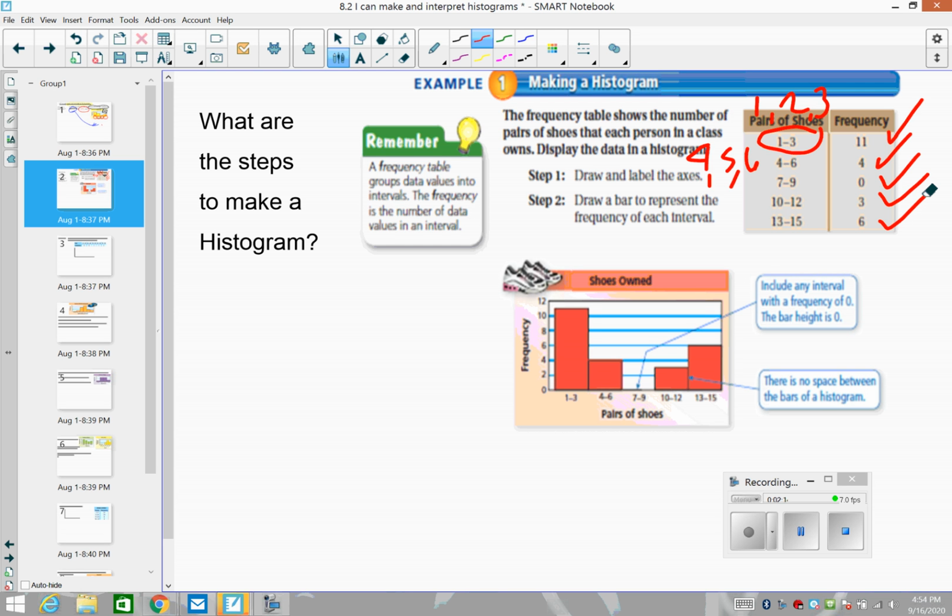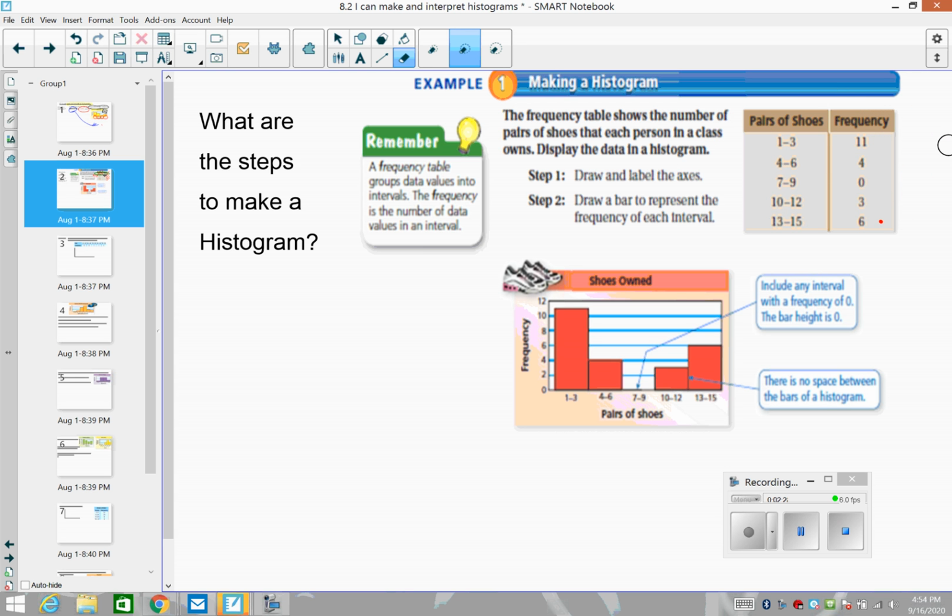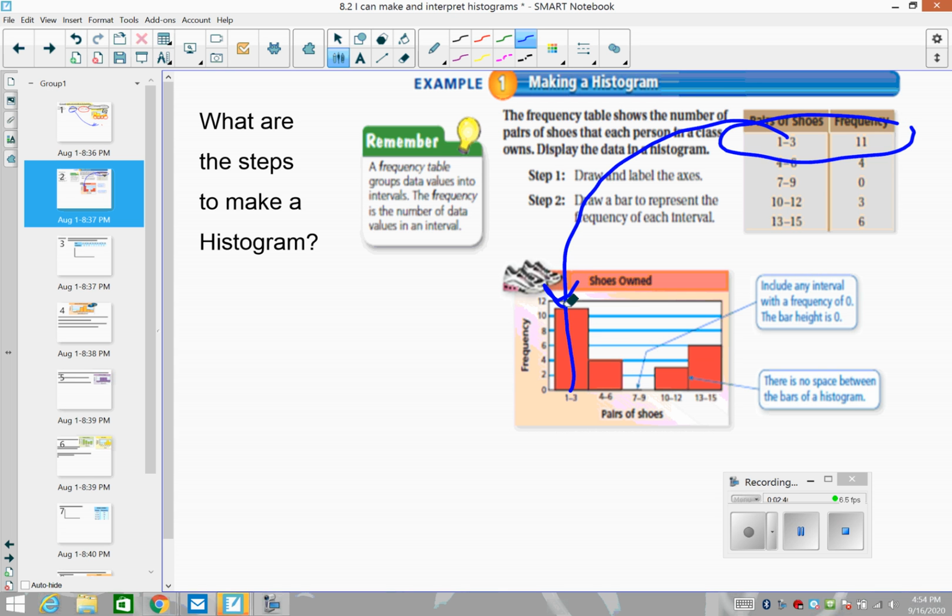Okay, so we're talking about the number of pairs of shoes owned in my class. You can see that 11 was the most common frequency because 11 students in class raised their hand when I said, how many of you own between 1 and 3 pairs of shoes? 11 people raised their hand. So you can see down here it's the longest bar. We make a bar up to 11 and we shade it in.